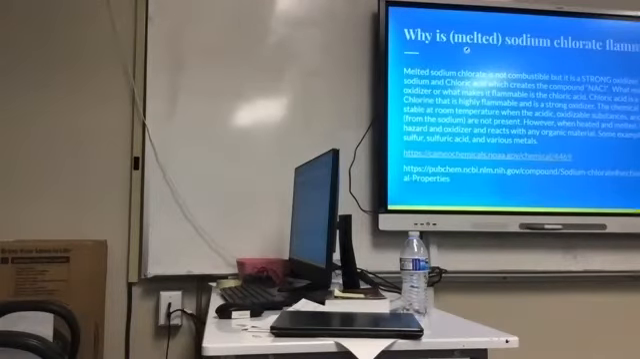The chemical sodium chlorate is stable at room temperature when acids, oxidizable substances, and ammonium salts are not present. However, when heated and melted, it is a potent fire hazard and oxidizer and reacts with any organic material, such as wood. It can react with gummy bear sugar. Some examples include wood, sulfur, sulfuric acid, and various metals.